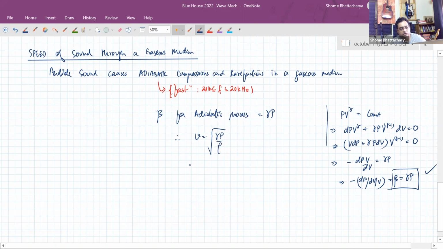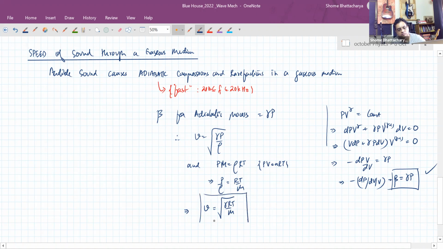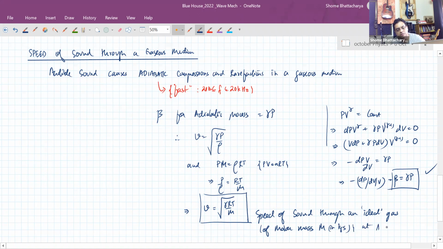density, and then further using the relation which comes from the ideal gas equation, we have, so this is speed of sound through an ideal gas of molar mass M in kgs at absolute temperature capital T.